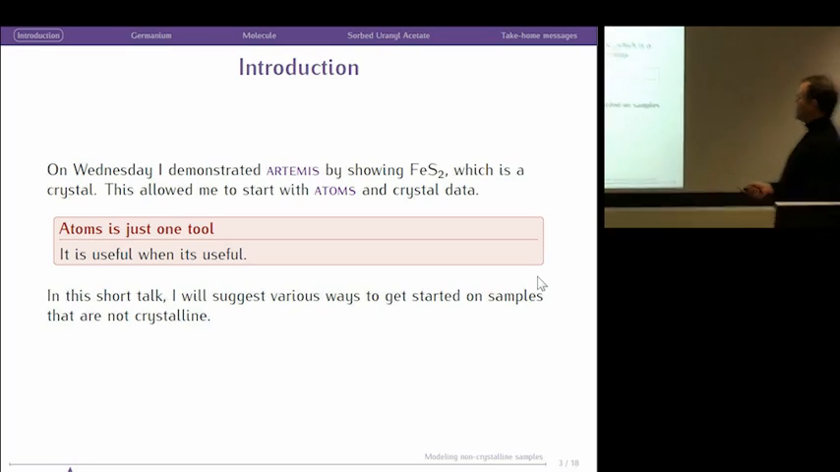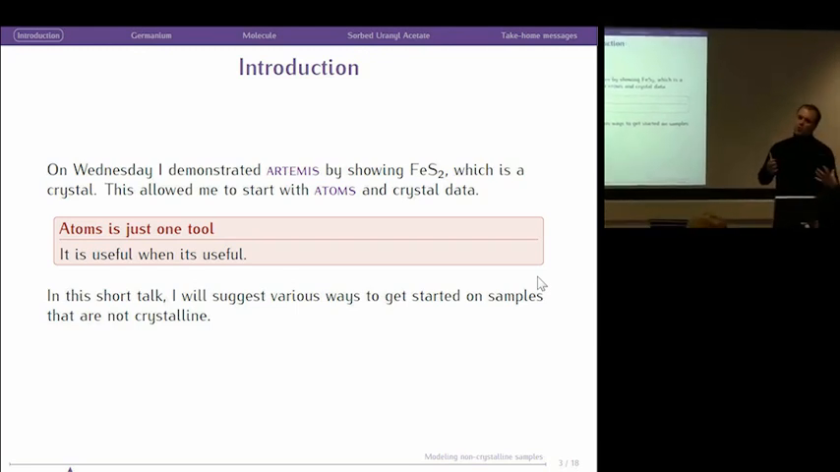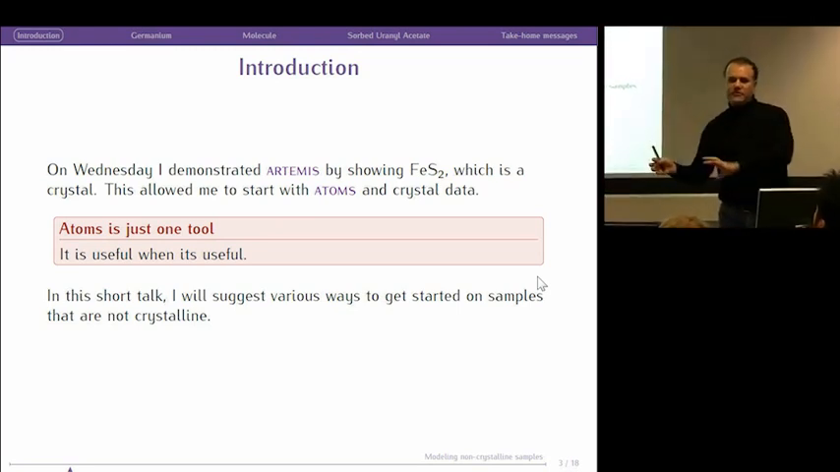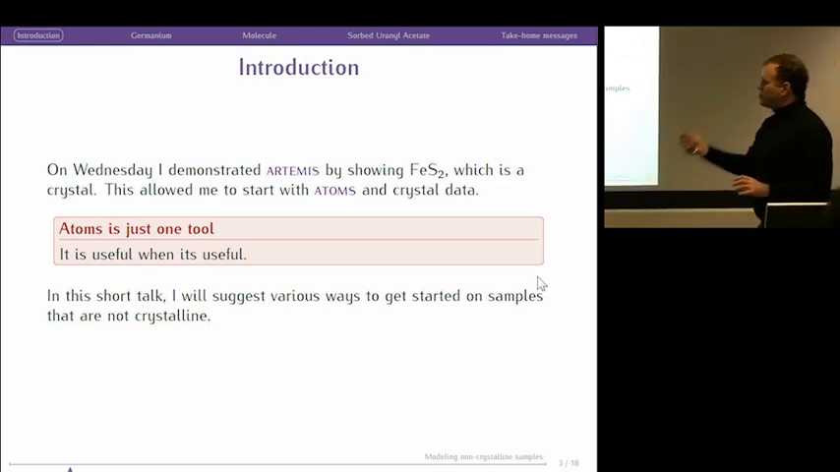So, clearly, whenever I wrote this talk, the days were different. So earlier today, I demonstrated Artemis by showing iron sulfide. Let me start with the tool that takes crystal data and converts it into a list of atomic coordinates. That crystallography tool is just a tool. It's useful when, and there, look at that, I misspelled the word it's. Oh, that's horrible. So it's useful when it's useful.